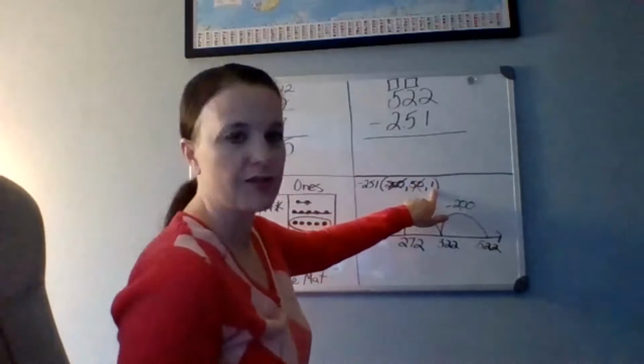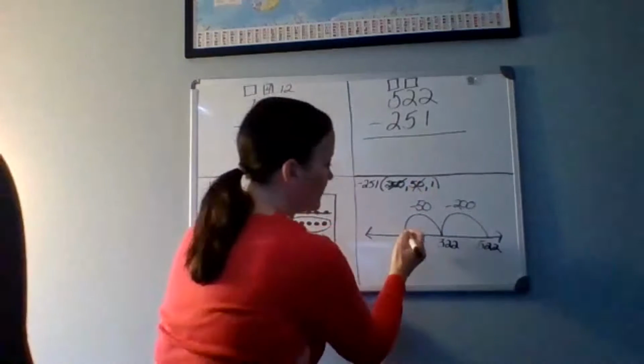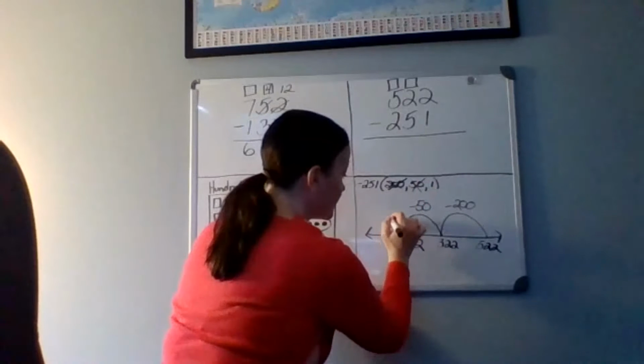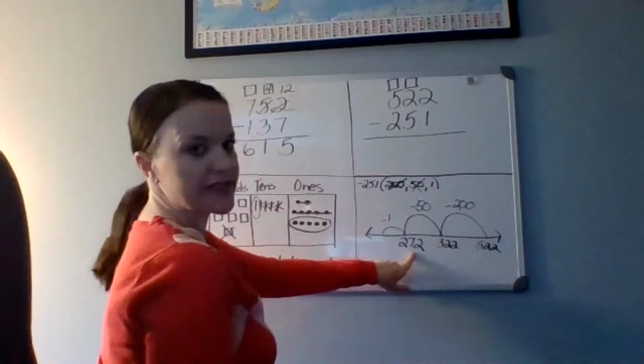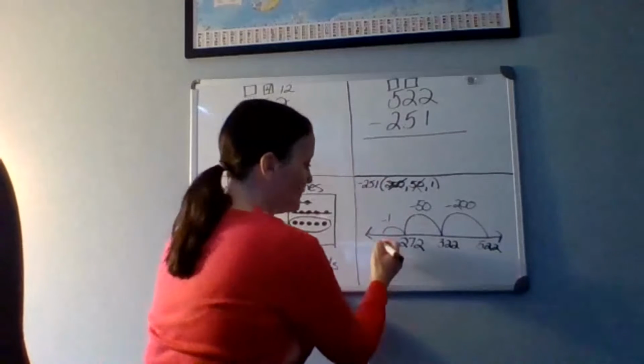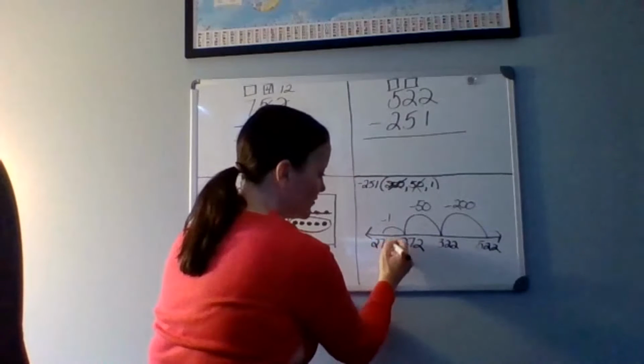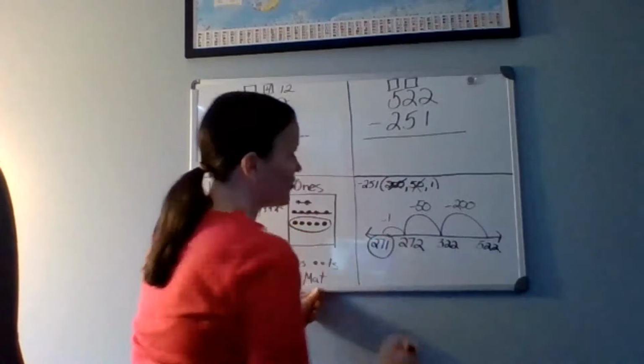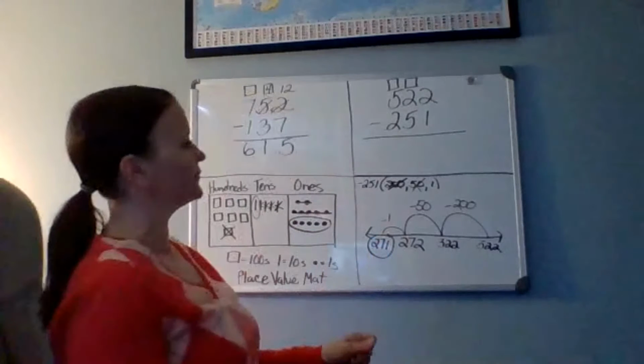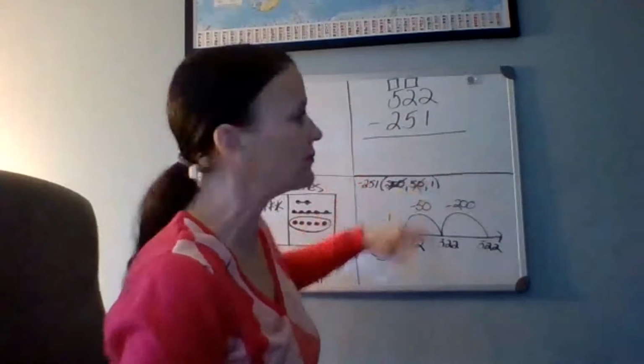Last thing I have to do is subtract 1. Easy peasy. I'm going to make a little baby hop. Subtract 1. So 272 minus 1 is 271. That's our answer. So let's try that the standard way up here also.